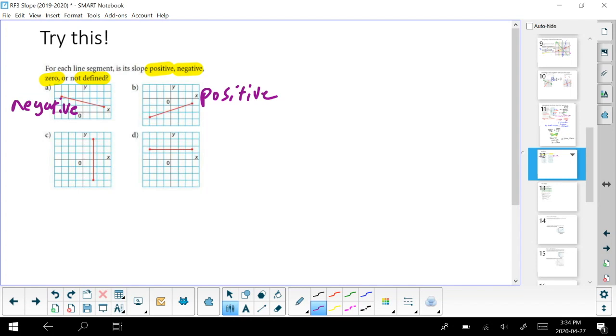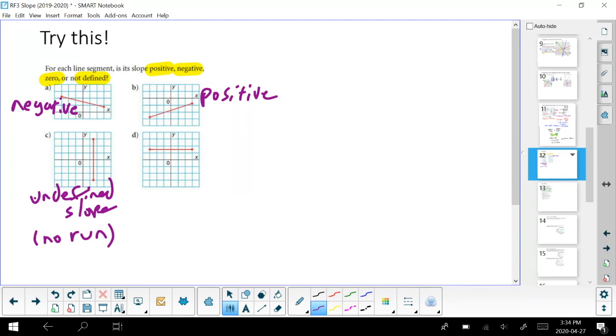In part C, we are actually going to have an undefined or not defined slope. So it's an undefined slope because there is no run. If we have no run, it really just means that there is no change in x. If there's no change in x, it means that our run is 0, and any rise divided by a run of 0 has to give us an undefined slope.